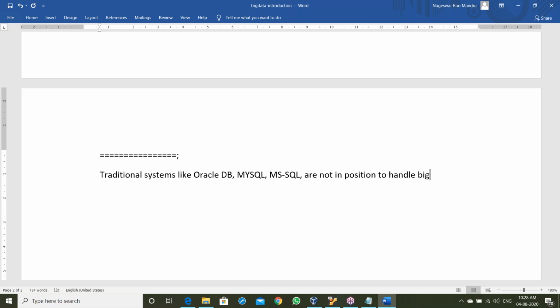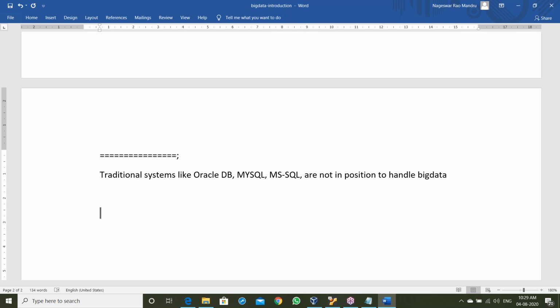Here, from big data, there are a lot of challenges that traditional systems have to face. There are many challenges from big data, so traditional systems are not in a position to handle all the big data challenges.